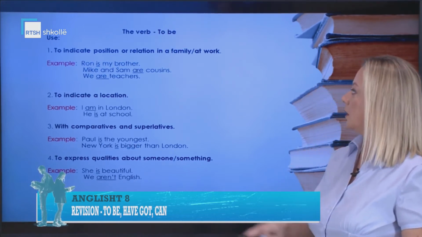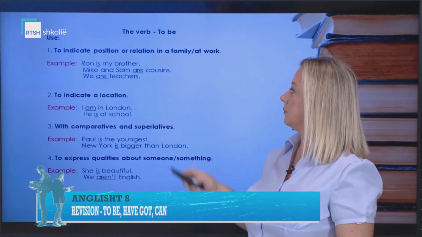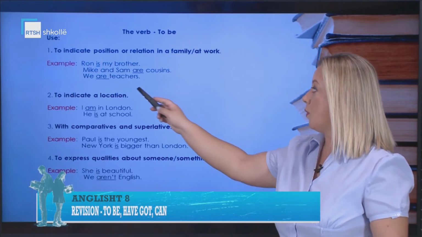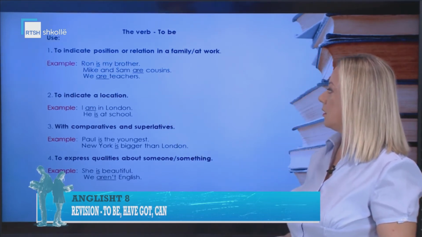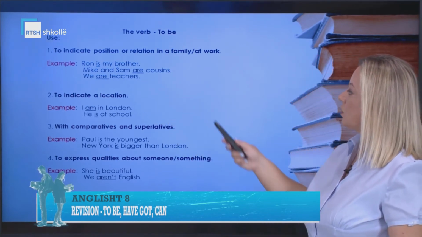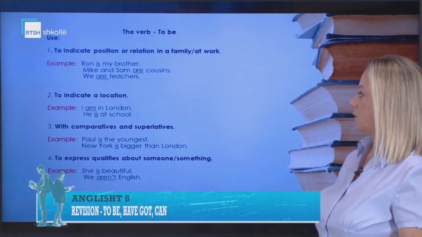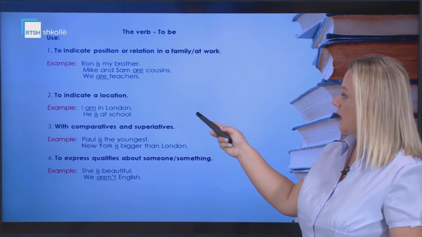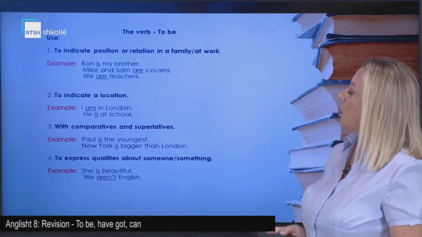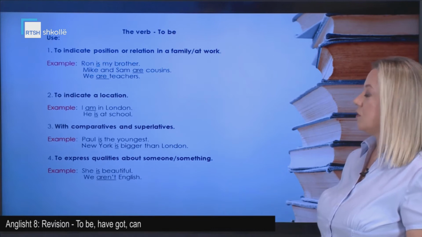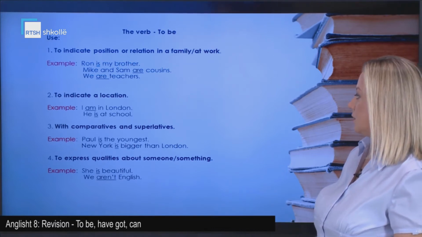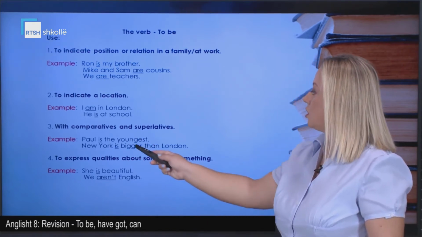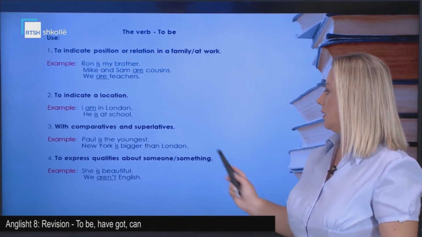For example, Ron is my brother. Mike and Sam are cousins. We are teachers. The second use is to indicate location. For example, I am in London. He is at school. The third use of the verb to be is with comparatives and superlatives. Paul is the youngest. New York is bigger than London.